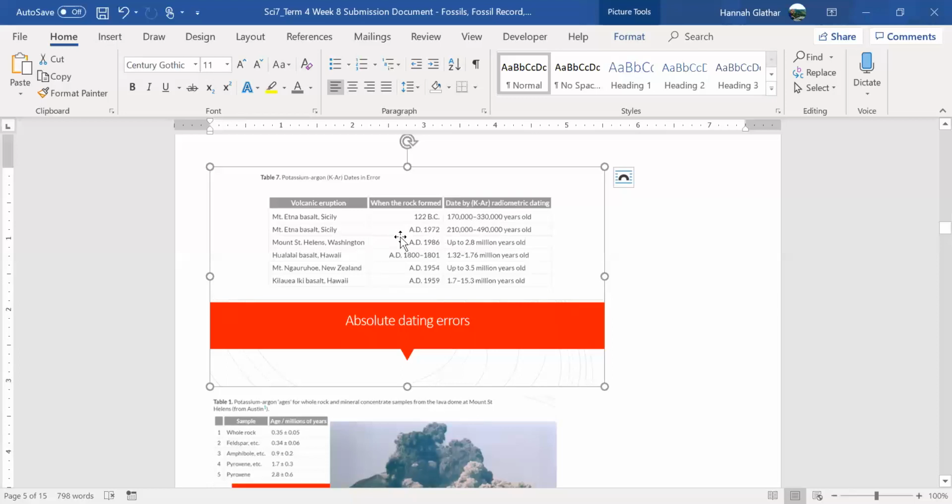So for example, Mount St. Helens erupted in 1986. They said it could be up to 2.8 million years old. This one in Hawaii that was in 1800, they said 1.32 to 1.76 million years old. Or this one in Hawaii, 1959, 1.7 to 15.3 million. So even that is like a 14 million year range, that's huge.